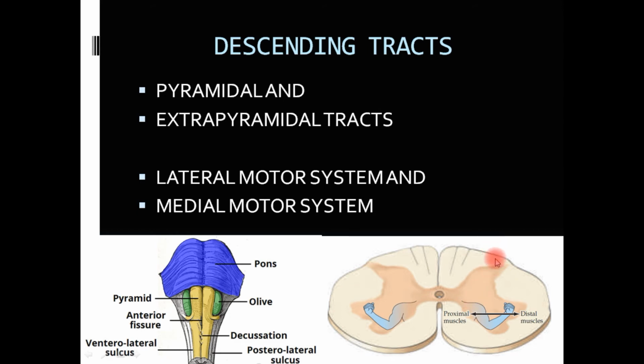So the descending tracts which supply the lateral neurons responsible for contraction of the distal group of muscles are called the lateral motor system, which includes the lateral corticospinal tract and the rubrospinal tract. And the descending tracts which supply the cell bodies present medially, which ultimately contract the proximal and axial group of muscles, are called the medial motor system, and they include the anterior corticospinal tract, the vestibulospinal tract and the reticulospinal tract. So this is the classification which is used currently: the lateral motor system and the medial motor system.